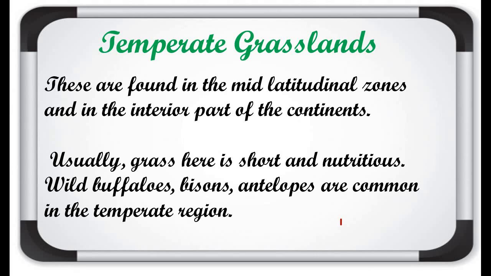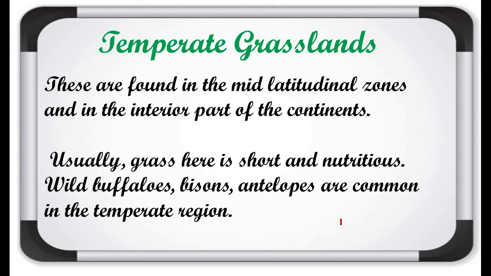So if it is asked to differentiate between tropical grassland and temperate grassland, the first difference you will tell is about its location. They are found in the tropical zone and they are found in the temperate zone. The second difference is that in tropical grassland, grasses are very tall, but in temperate zone, grasses are not tall, they are short and nutritious also.